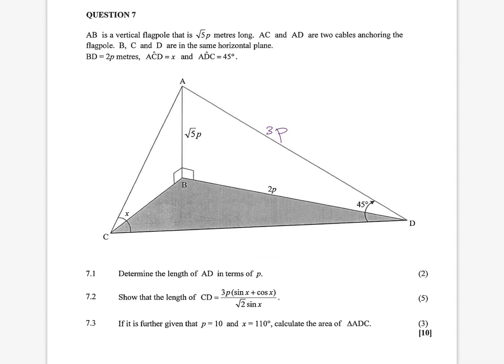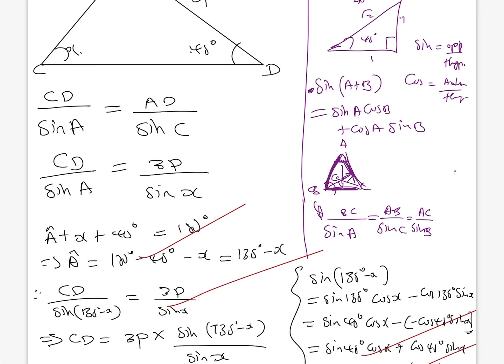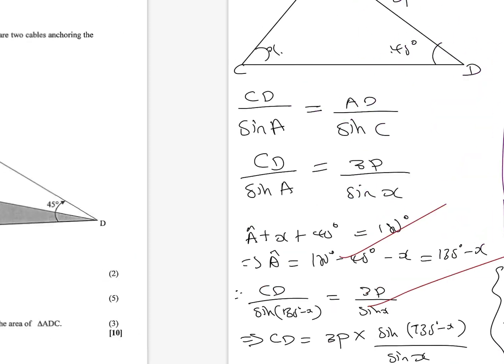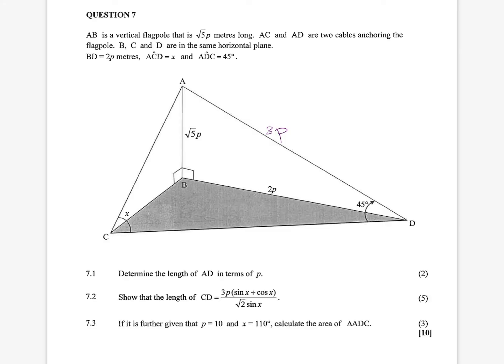But yeah, so let's go to 7.3. They say here, if it's theta, let's see what you have. Okay, we have CD here. Yeah, cool. If it's theta, given that P is 10 and X is 110, calculate the area of ADC.